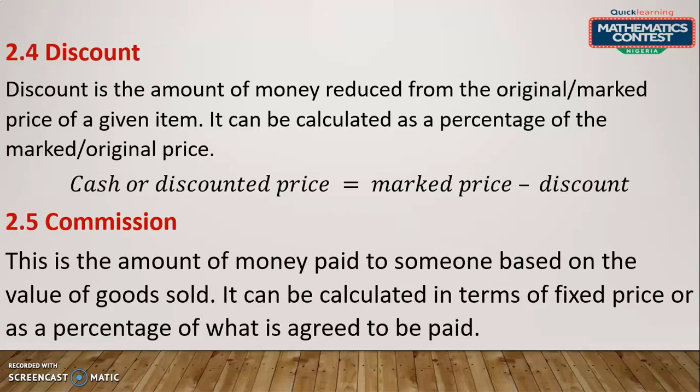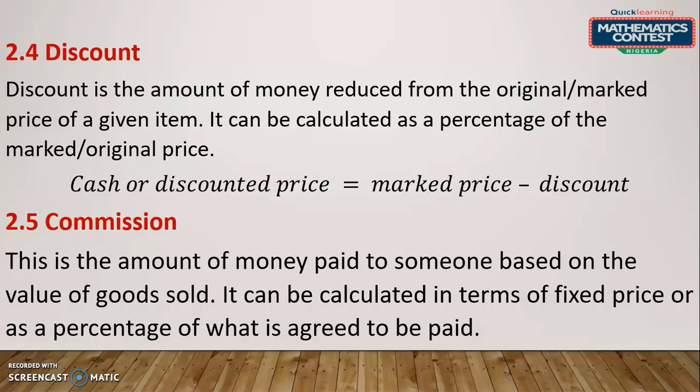Now, the next thing is discount. Discount is the amount of money reduced from the original marked price of a given item. It can be calculated as a percentage of the marked price. And how do we calculate discount? The discounted price is the marked price, that is the original price, minus the discount.